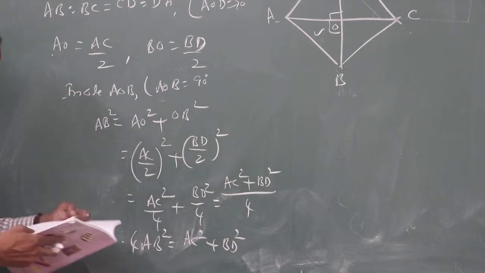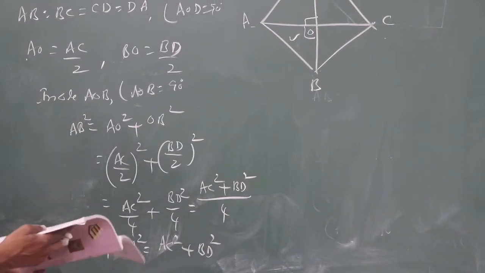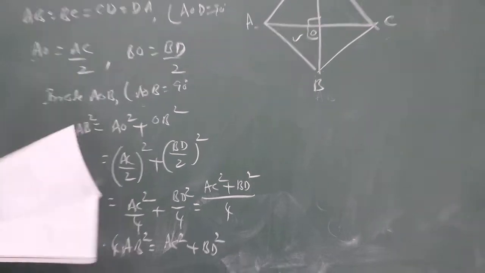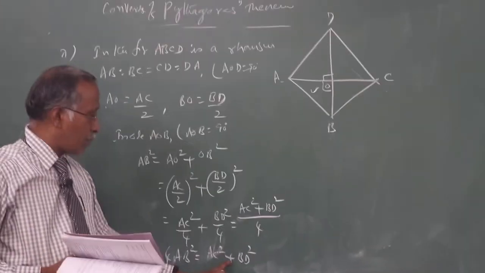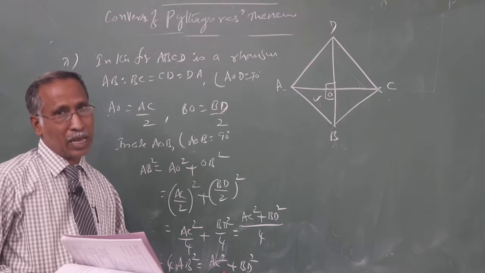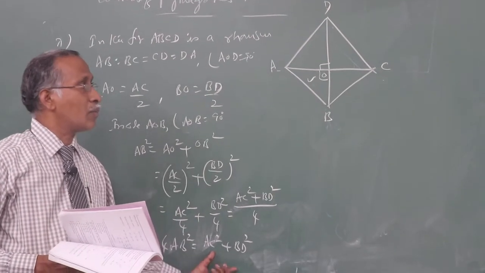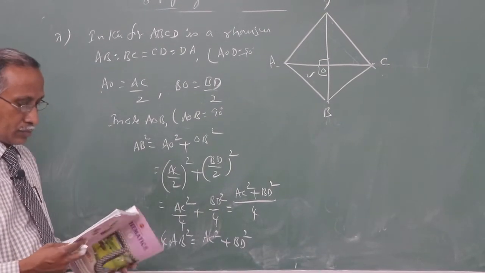That means we have proved that the sum of the squares of the sides of a rhombus is equal to the sum of the squares of the diagonals, as they have given. This is very, very important. Please practice once.